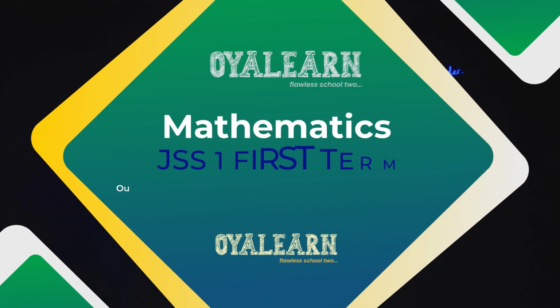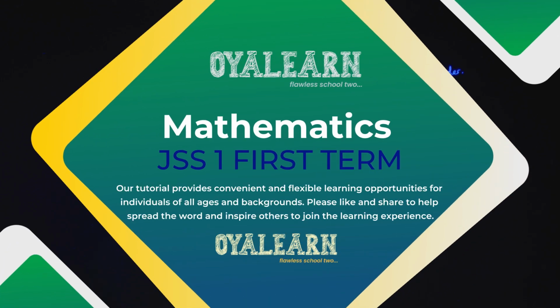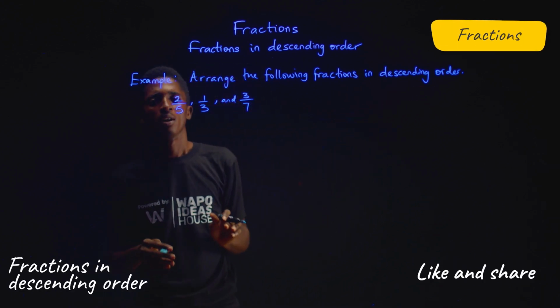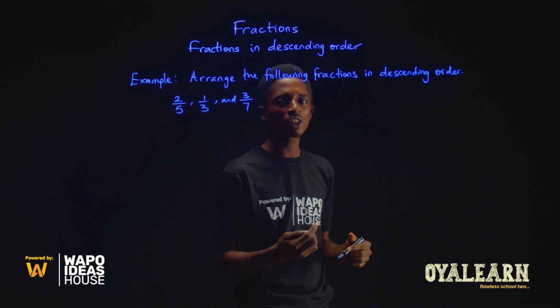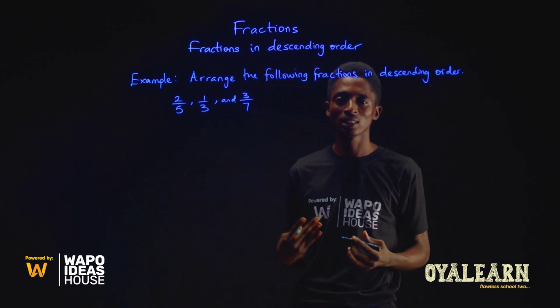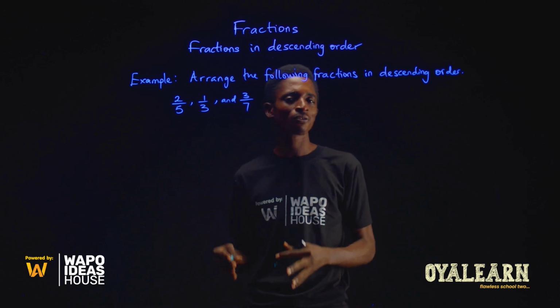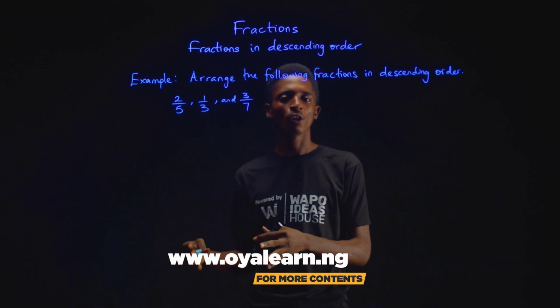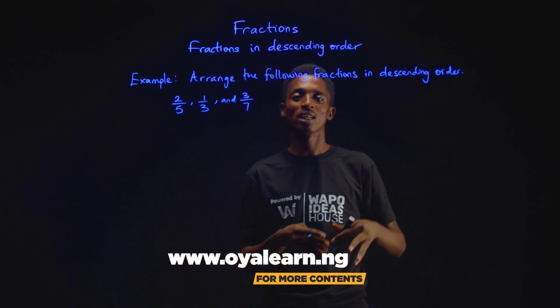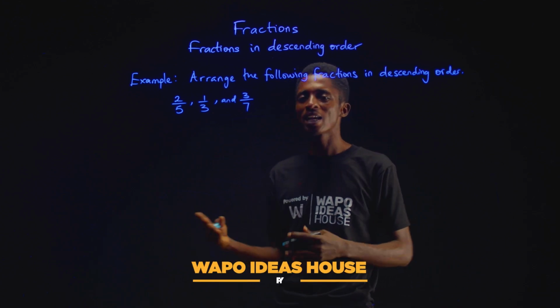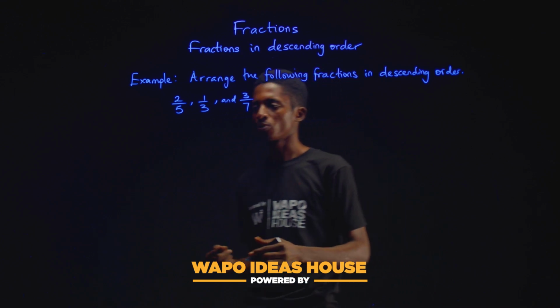Fractions in descending order. We are to arrange the following fractions in descending order. Remember that when you are to arrange a set of fractions in descending order, it means you have to write the biggest fraction first, followed by the next up until you get to the smallest fraction. To achieve this, here are some steps you should follow.